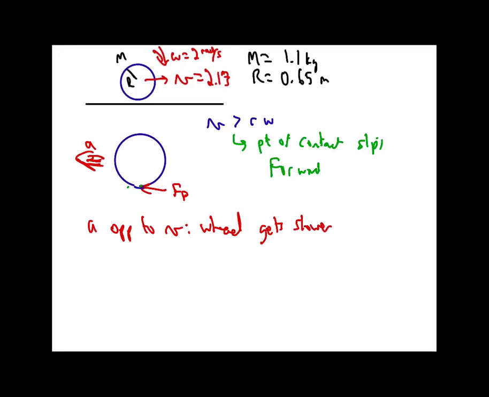So A is opposite to V, so the wheel gets slower. But also, it's going to be exerting a torque, right? And that torque is counterclockwise. Oh, sorry, it's clockwise. So it's going to produce an acceleration like that. And that means alpha is aligned with omega. So the wheel spins faster.